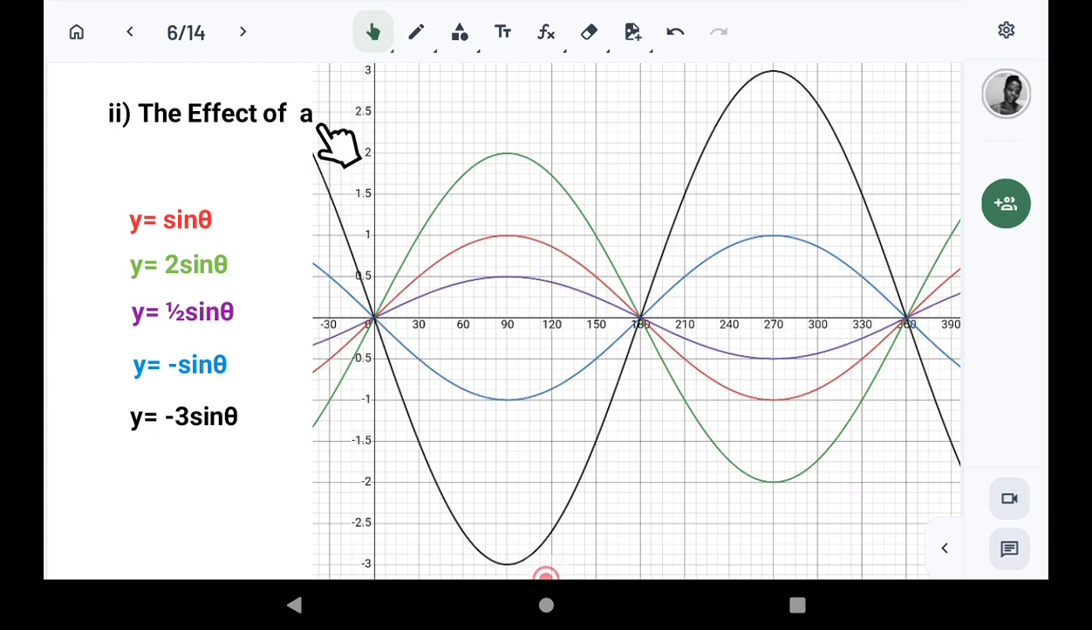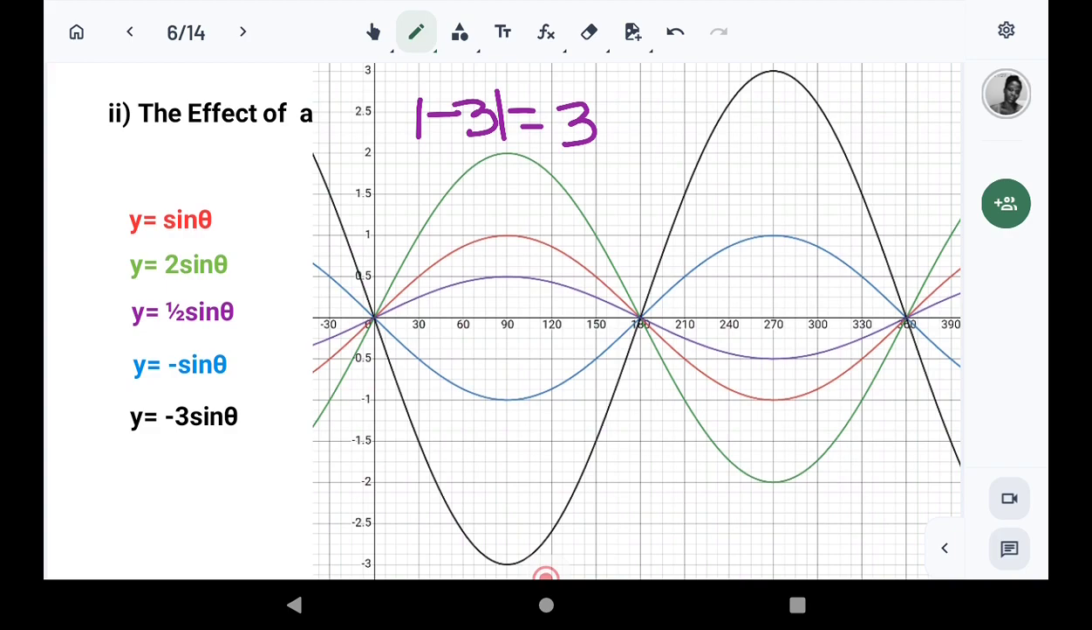When your A is negative, on the other hand, the graph is flipped upside down and the amplitude still applies. For example, the amplitude for y equals -3 sine theta is still 3. Why? Because the amplitude of a graph is represented by the absolute value of A. So the absolute value of -3 is +3.